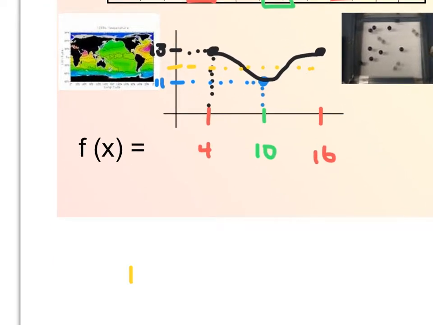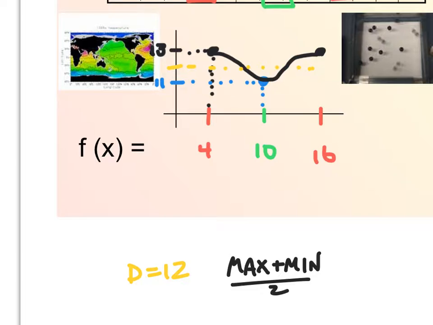So I know d equals 12. Now, if it's unclear what d would equal, I would take my max value plus my min value and divide it by 2. That'll get you your vertical shift, whether it's up or down, doesn't really matter. So in this case, my max value is 13. My min value is 11. Add those together, I get 24. Divide by 2, I get 12.